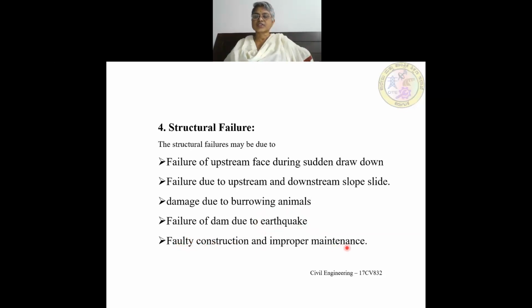And faulty construction and improper maintenance. During construction, if it is not compacted, because earthen dams are built by placing layers one over the other and compacting them at optimum moisture content, and if it is not done properly, failure will happen. And with improper maintenance, if the pitching is eroded, you have to re-pitch the upstream side. On the downstream side, because of rain, if gullies are formed, they have to be repaired again. And the turfing has to be maintained on the downstream side. So if all this is not done, the structural failure will take place.